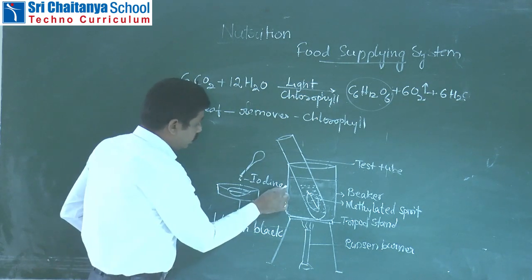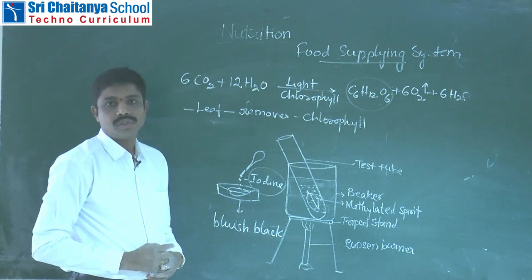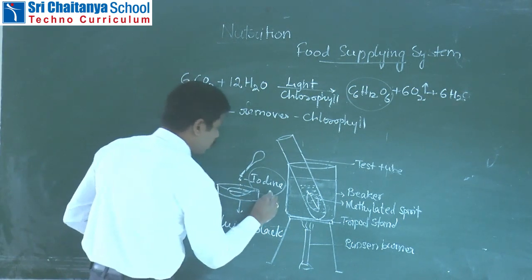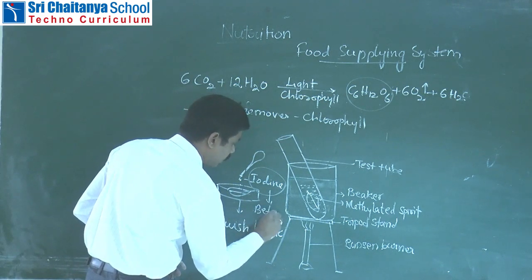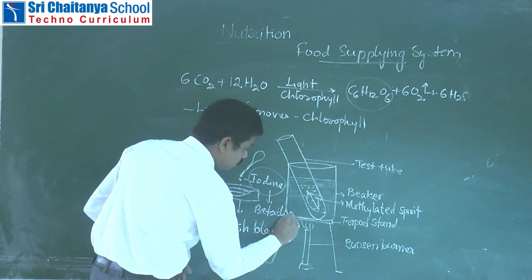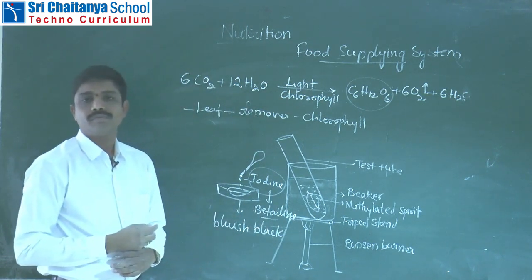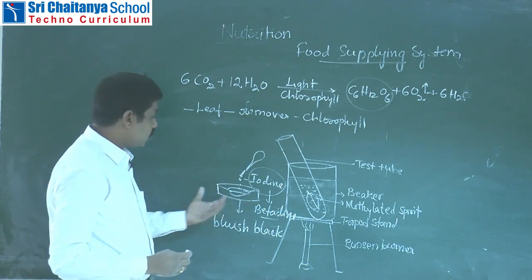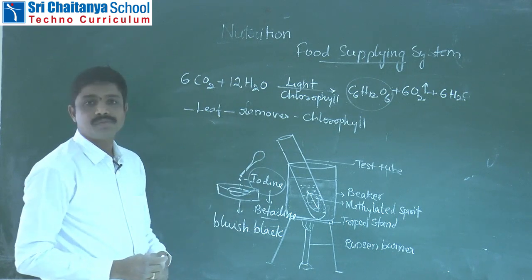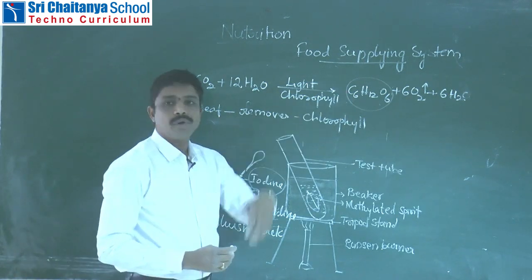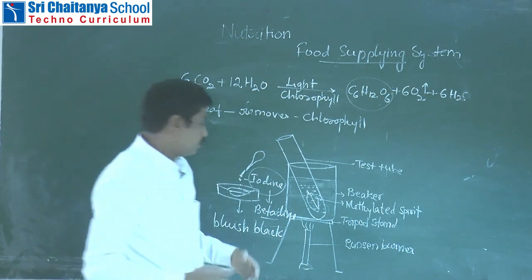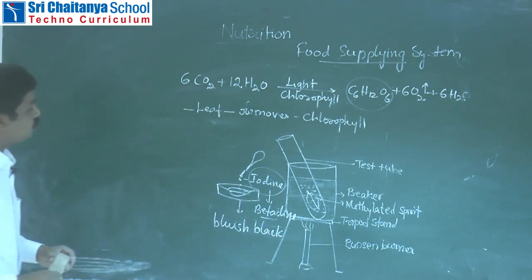But in the laboratory, if there is no iodine, then an alternative reagent is betadine solution. If iodine is not there, then we use betadine. So by this experiment, we prove that starch is synthesized in plants by the process of photosynthesis. Here, another one.